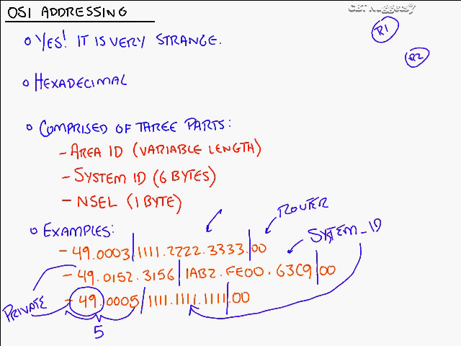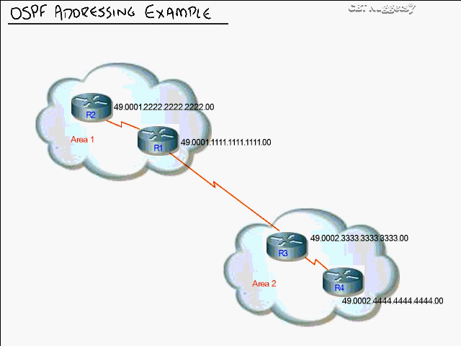Let's look at some topologies on how this ties together in an ISIS network. Here's our first ISIS network, and this is just a simple topology to demonstrate the concepts. I've created 2 areas here with 4 routers, and I want to break down these addresses assigned to these routers one piece at a time.